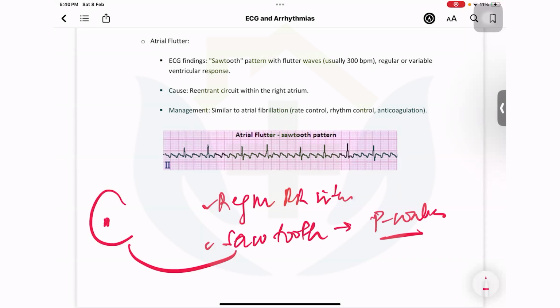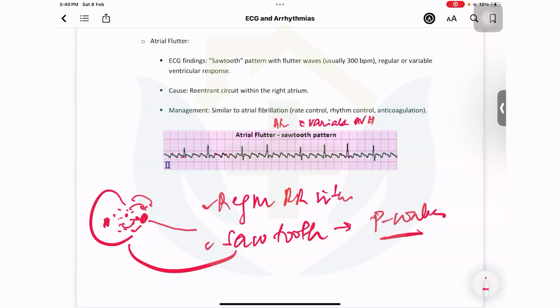So this is the SA node, or this is some abnormal aberrant atrial ectopic points. So they are all firing at the AV node. Obviously, the AV node cannot conduct all of them. So the AV node will conduct one or a few of them. So this is one P wave which has traveled. Then there is one, one, two, one, two, three. So this is atrial flutter with variable AV block.